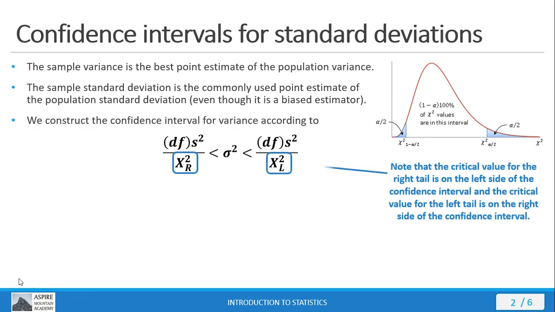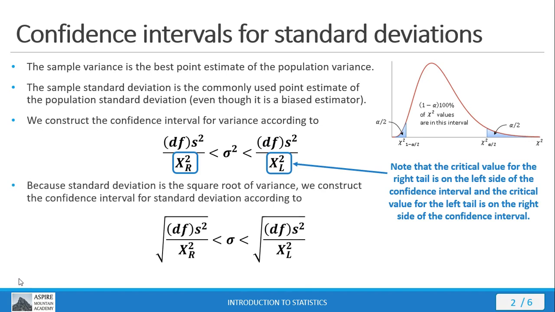Again, notice that they're flip-flopped. The critical value for the left goes on the right. The critical value for the right goes on the left. Now, because standard deviation is the square root of the variance, we can construct a confidence interval for standard deviation according to this inequality here. All we're doing is taking that general form for the variance and taking the square root of everything. And this is how we're able to use a biased estimator as the point estimate for a population parameter.